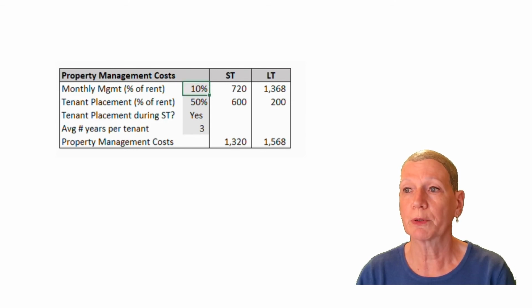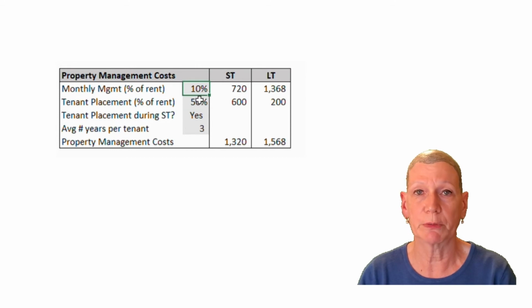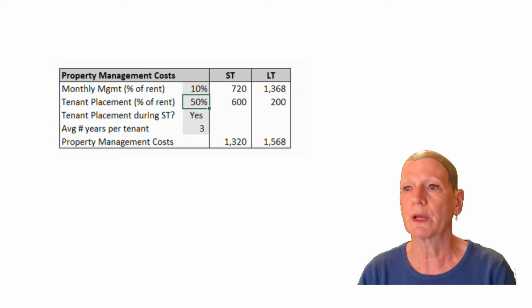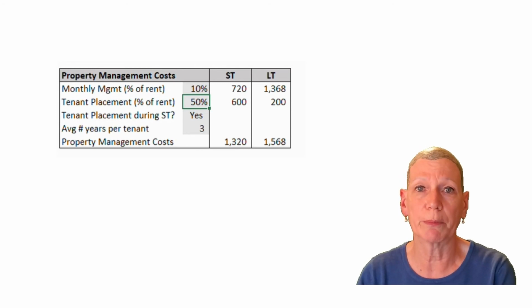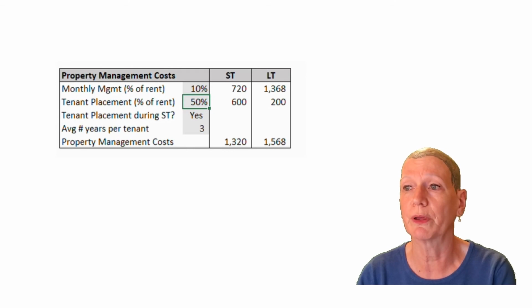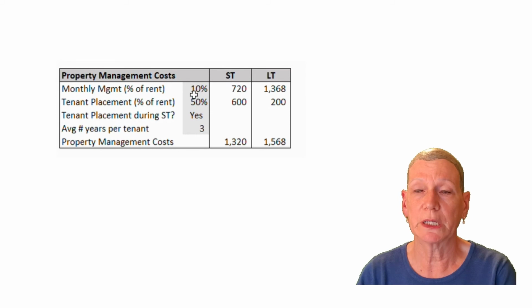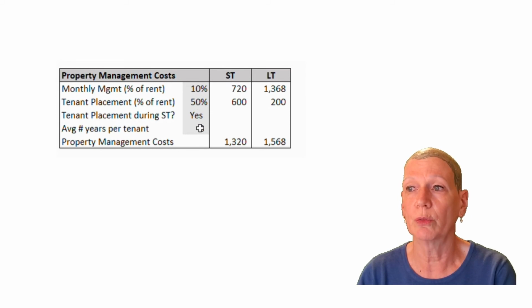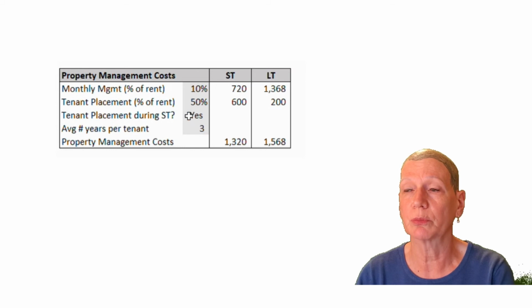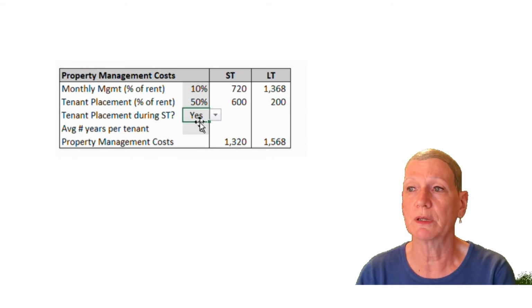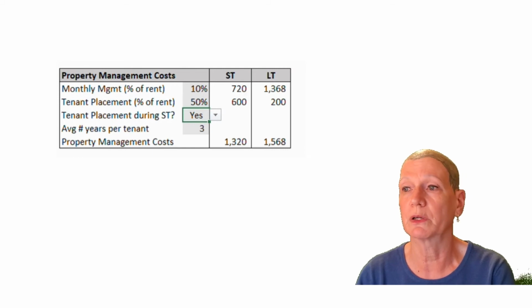And that's usually some percentage of the rent. It could be 50%, 75%, or even 100% of 1 month's rent to do a tenant placement. Based on talking with property managers in your area or knowing who you want to work with, you should have some idea of what these numbers are, and you can fill those in here. For your initial placement, you have the opportunity to say yes or no. Are you going to use a property manager when you do your short-term rental? If you are, then that's another expense that's going to need to be paid during the short-term time period.